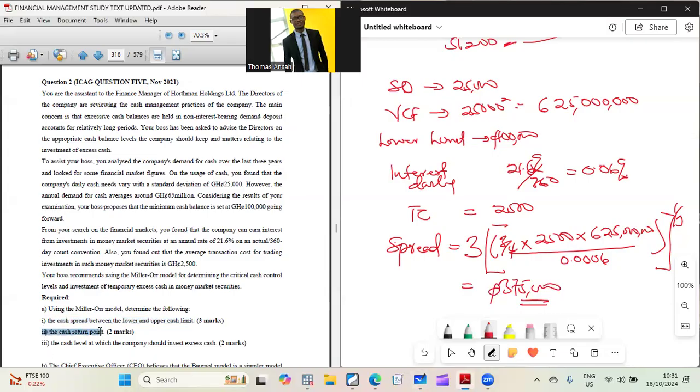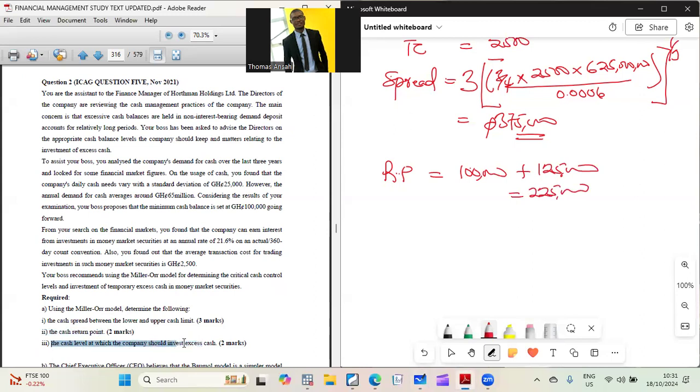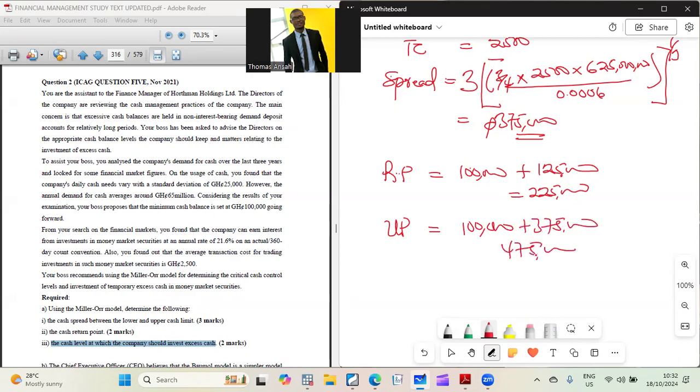This one says the cash return point. We know how to do RP. Return point is the lower limit, in this case 100,000, plus 1/3 of this spread. So divided by 3, that is 125,000. So it means here is 225,000. That is my RP. And it says the cash level at which the company should invest temporarily the excess. You should know that that is the upper limit. So that is 100,000 plus 375,000. That's 475,000. That's all. You do this, how many marks is that? 5, 7. That is it.